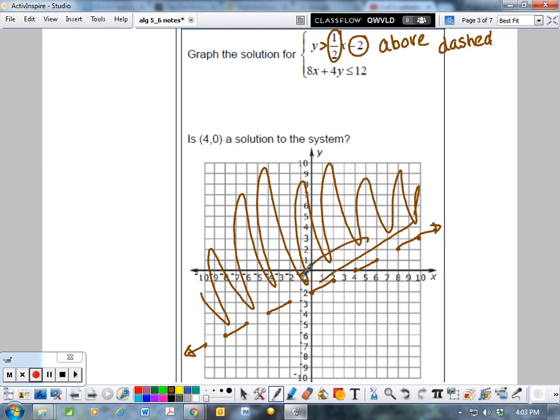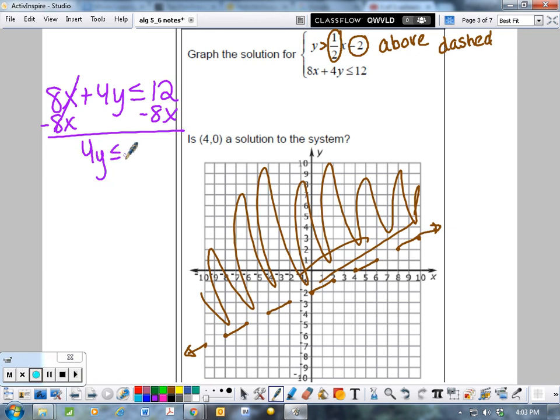Now I'm going to grab another color. And it doesn't look easy to graph this, so I'm going to come off to the side. 8x plus 4y is less than or equal to 12. I'm going to solve for y, so I'm going to subtract 8x on both sides. Now I have 4y is less than or equal to negative 8x plus 12. I divide by 4. So now y is less than or equal to negative 2x plus 3.